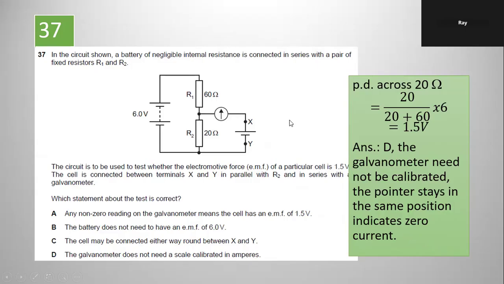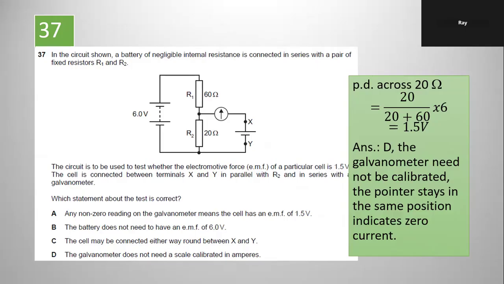Galvanometer need not be calibrated. It doesn't have to have a scale. As long as it is working and the deflection of the needle always stays the same, then we know it's zero already. It doesn't need a scale to show it's zero. As long as it's not deflected, then it is zero. Ask whatever is not clear.